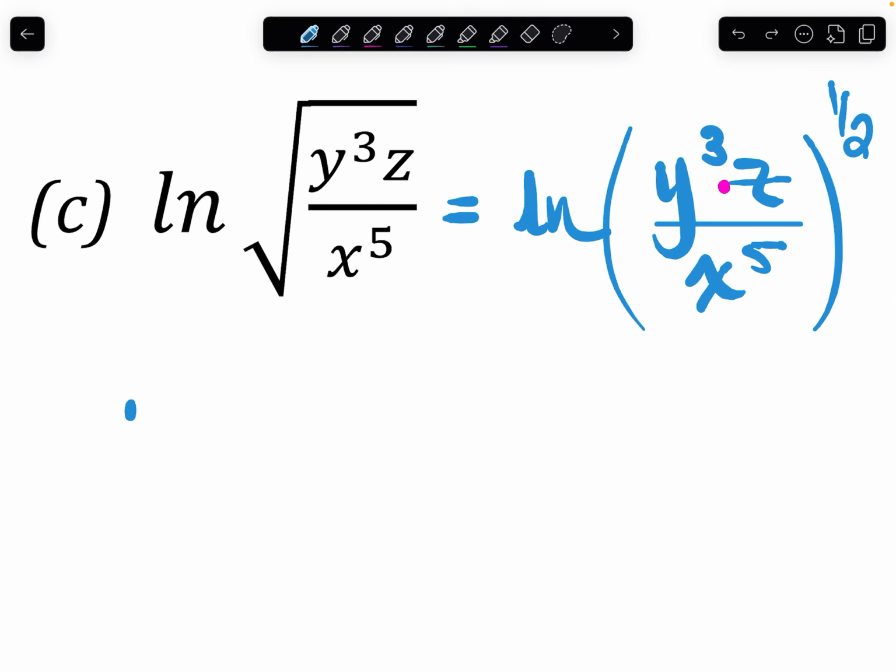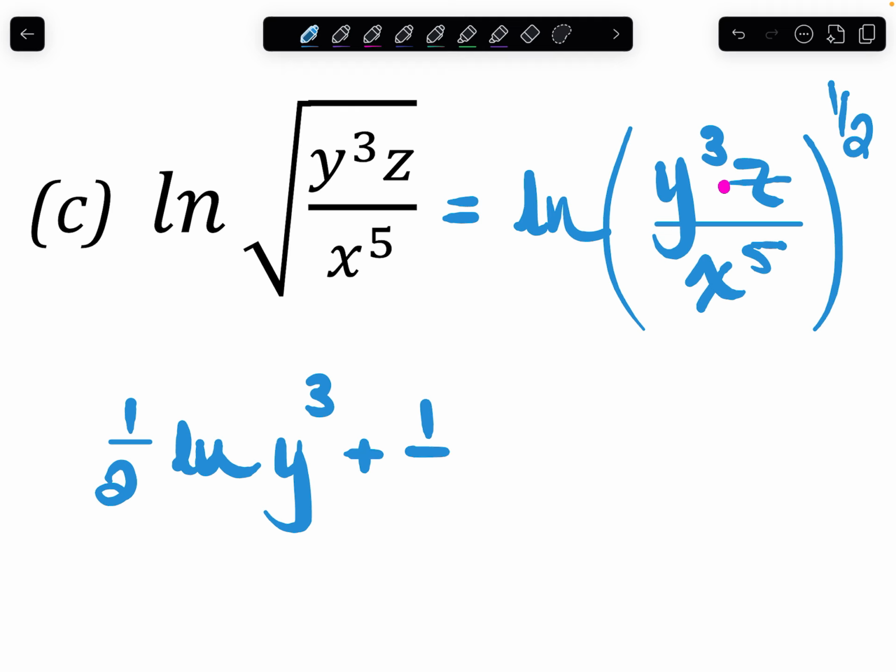So first thing is 1/2. Then I'm going to do ln. I run into y to the 3rd. I'm going to leave it alone right now because I don't want to bring too many numbers out at the same time. We hit multiplication, so I'm going to put a plus sign. Remember, the 1/2 goes to every log we create at this point. So 1/2 ln z. Then we hit a division bar, so I'm going to do minus. But again, we're creating logs, so the 1/2 has to go into the front.